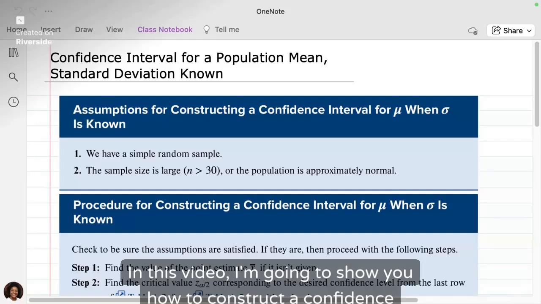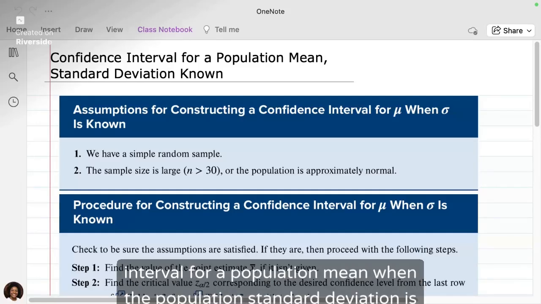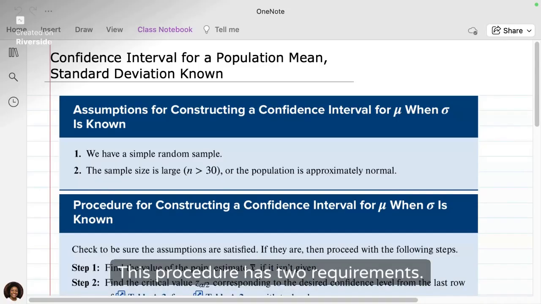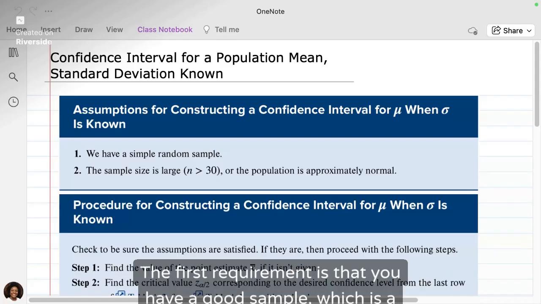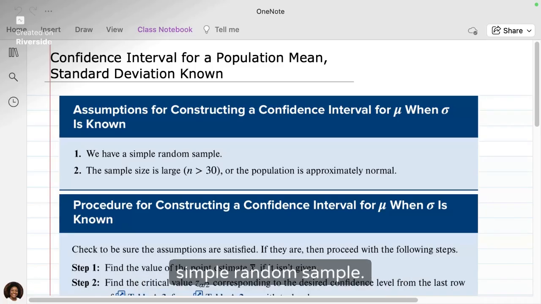In this video, I'm going to show you how to construct a confidence interval for a population mean when the population standard deviation is known. This procedure has two requirements. The first requirement is that you have a good sample, which is a simple random sample.